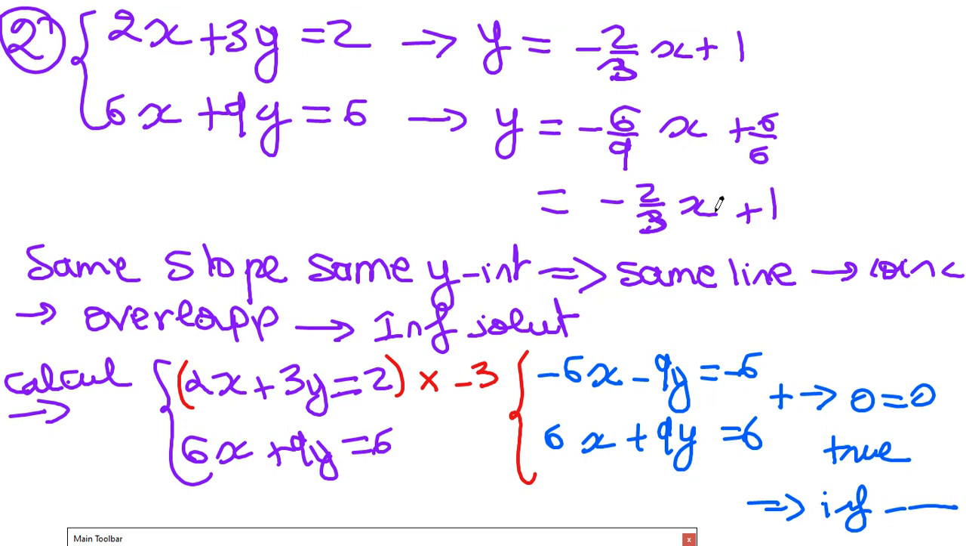Look at those two lines, they are the same. So it means they are coinciding or overlapping. It means I have infinite solutions. But how can I find this result?